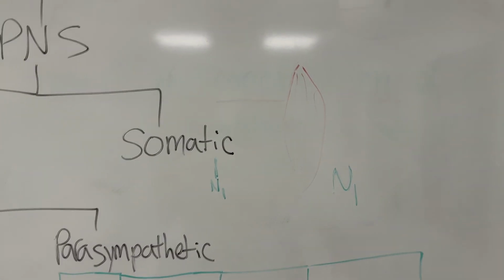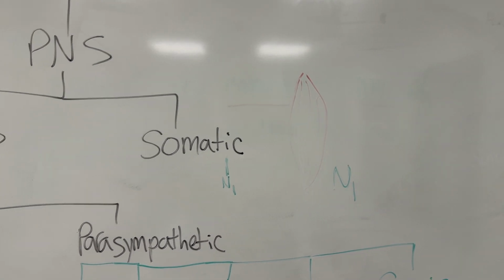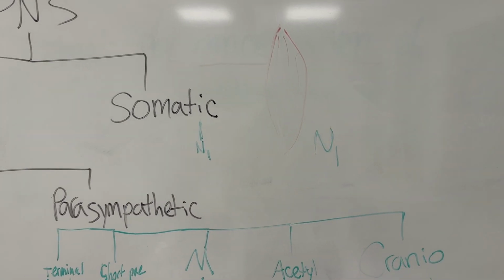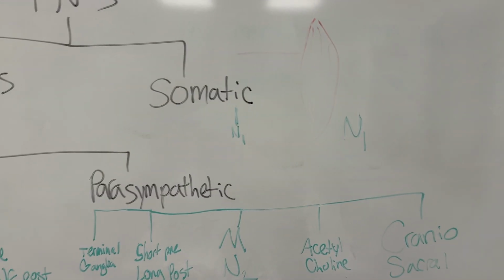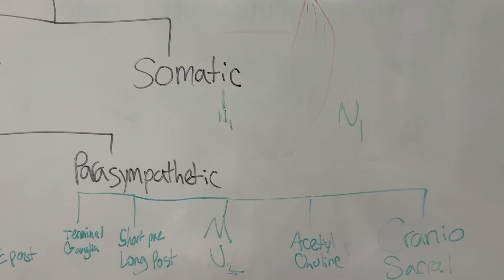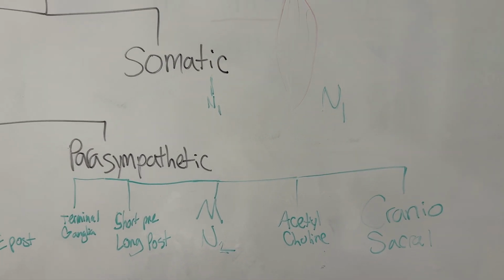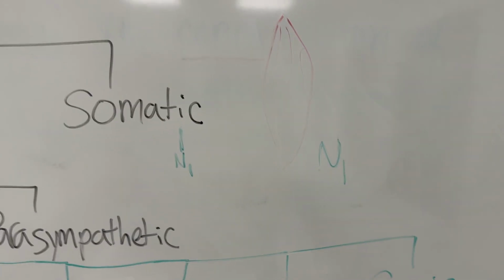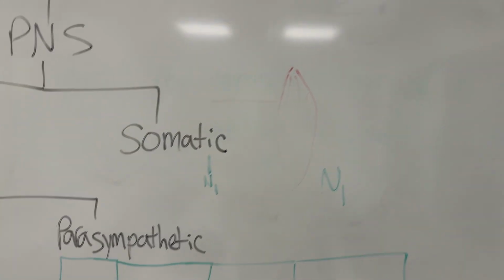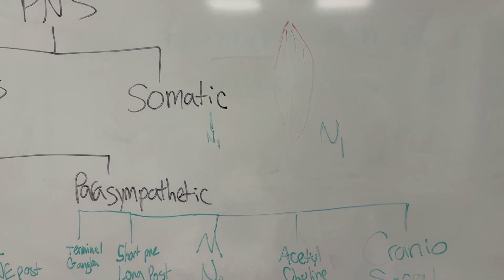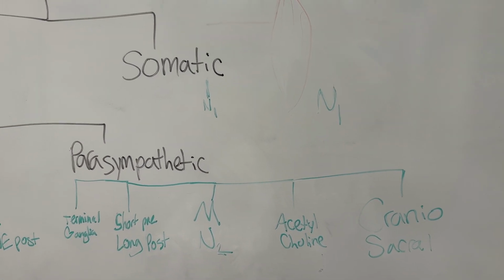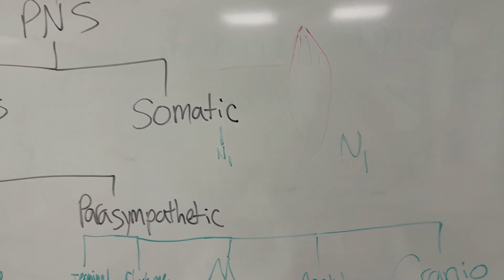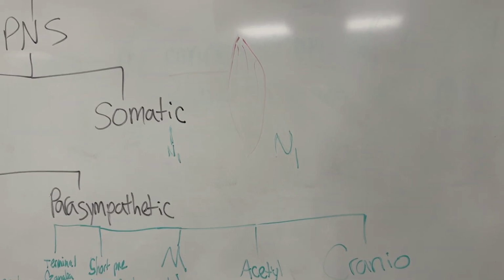So then there's the somatic nervous system. This is our sensory and skeletal muscle innervation. And we use N1 receptors in the somatic nervous system. We're just going to use one nerve that runs from the spinal cord to these skeletal muscles. And the receptor on our skeletal muscle is going to be a nicotinic 1 receptor, so it's going to respond to acetylcholine.